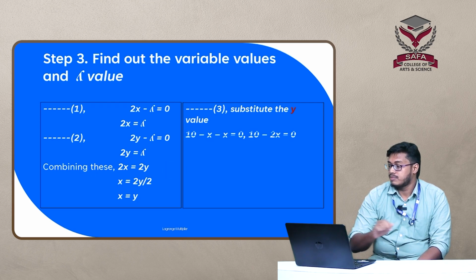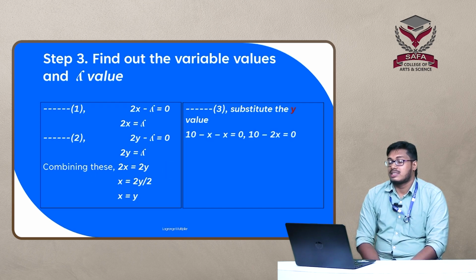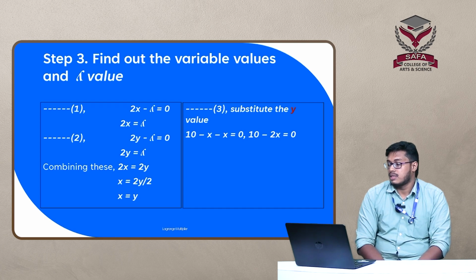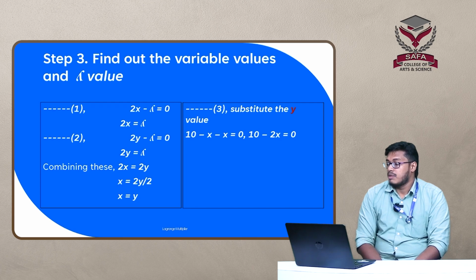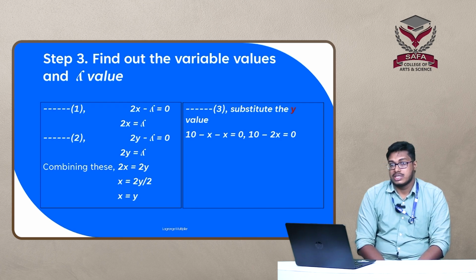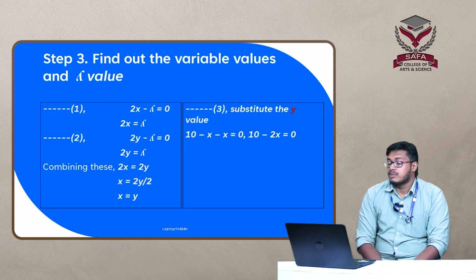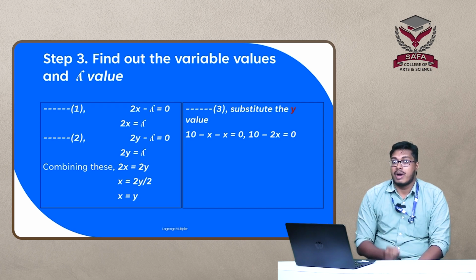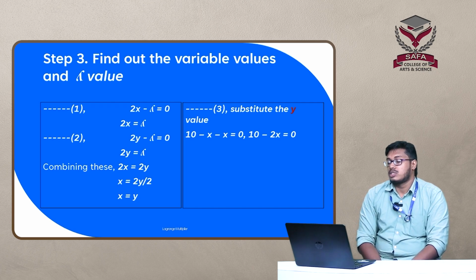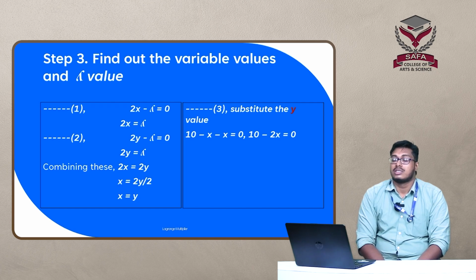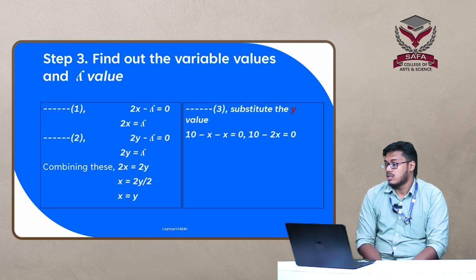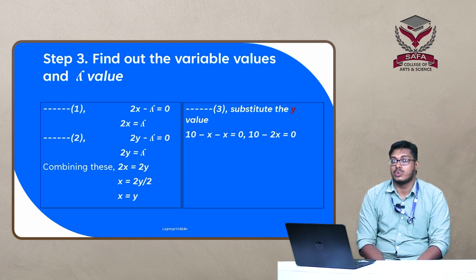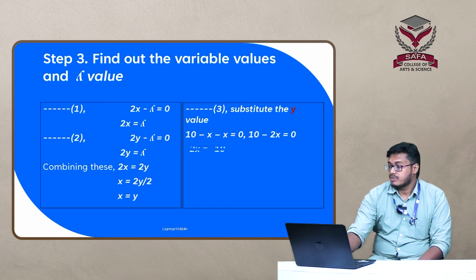Then we can get 10 minus x minus x, y substituted with x. At 10 minus x equal to 0. Then x minus x is equal to minus 2x. So we can write 10 minus 2x equal to 0.